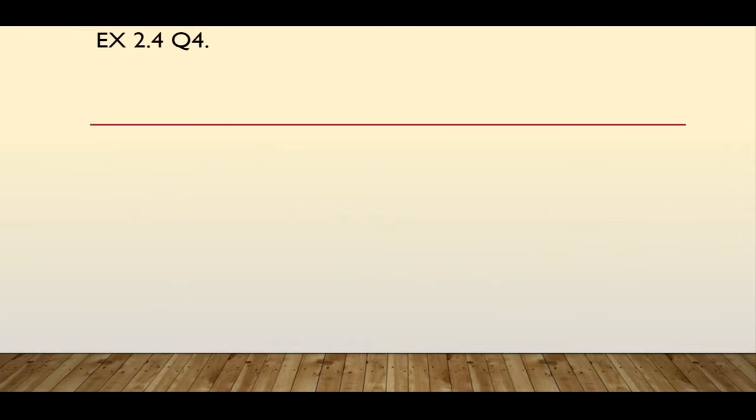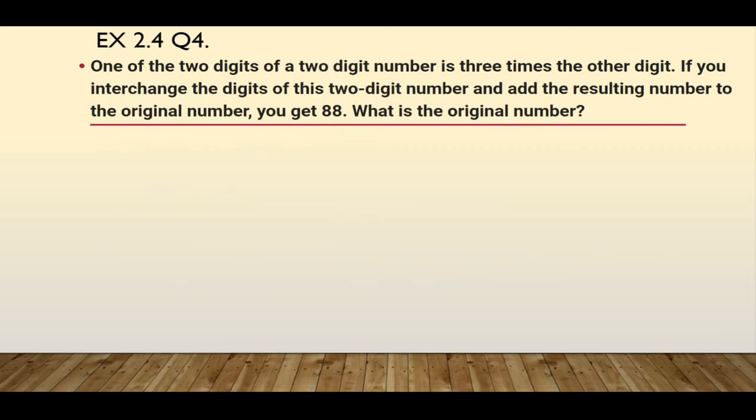Now we'll be solving question number 4 of exercise 2.4. In this question, they have given that one of the two digits of a two-digit number is 3 times the other digit. Here also we are interchanging the digits, and then we are adding the original number and the interchanged number, and the sum is obtained as 88.